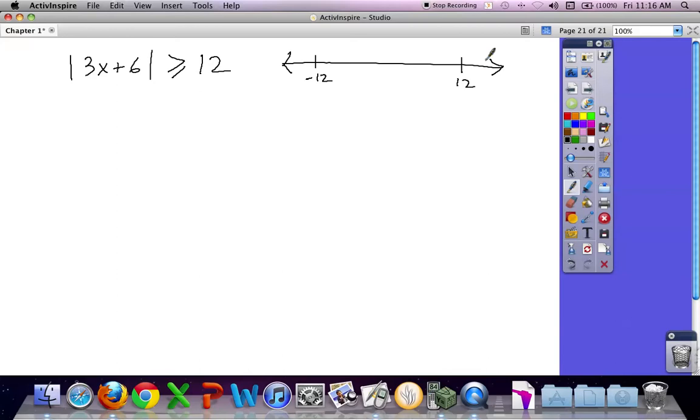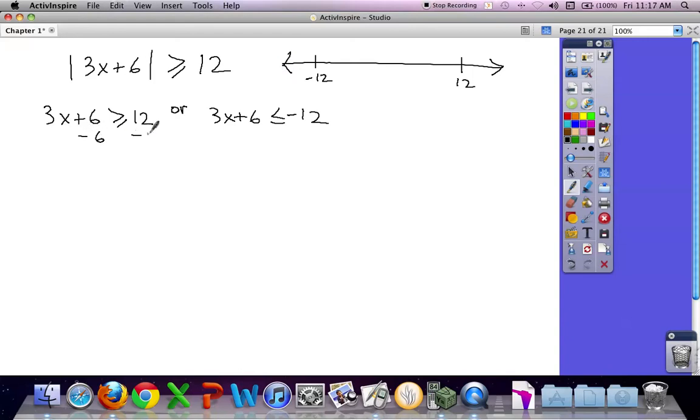So the two inequalities that we set up are this: 3x plus 6 is greater than or equal to 12, and 3x plus 6 is less than or equal to negative 12. Those two are tied together with an or, meaning the solution to this inequality will be the areas on the number line that satisfy this on the left side of the number line and the right side. They won't overlap, so there's no way you would ever have a place where they overlap and you could say it's both. It has to be one or the other. Let's solve these and see what it looks like.